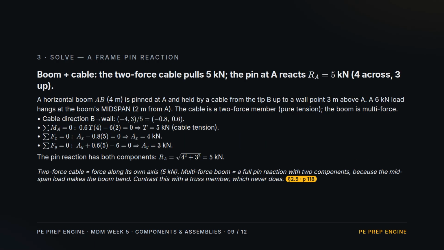Solve. Part 3. A frame pin reaction. A horizontal boom is pinned at the wall and held by a cable from its tip, with a load hanging at midspan. The cable is a 2-force member, so take moments about the pin. Its vertical pull balances the load's moment and gives 5 of tension. Then horizontal and vertical force balance give the pin reaction, 4 across and 3 up, 5 total. Both components are non-zero because the boom bends. A truss member never would.